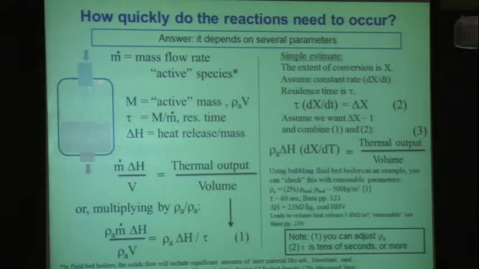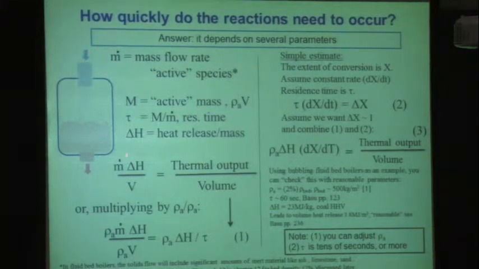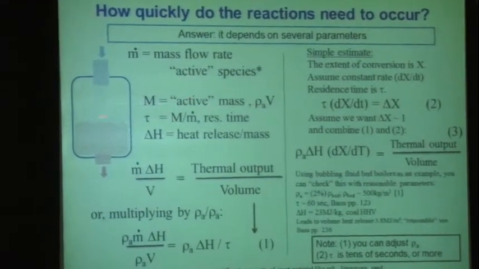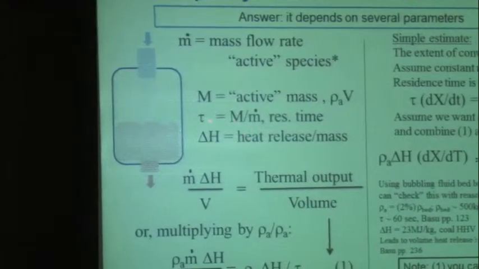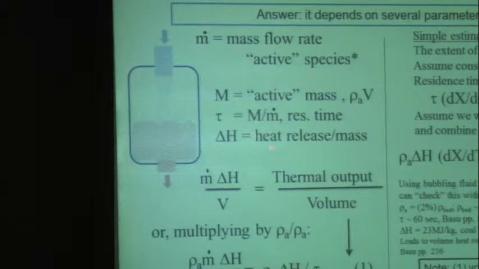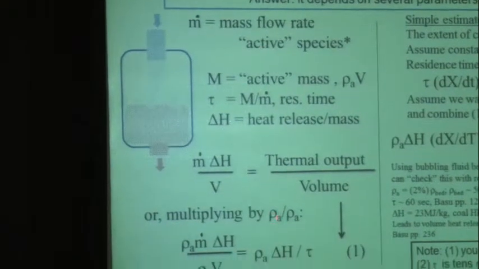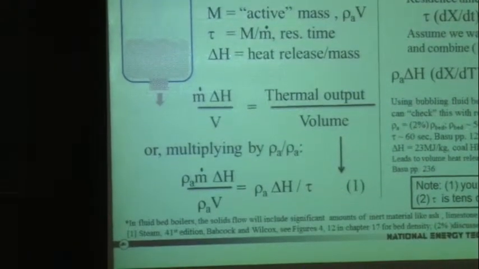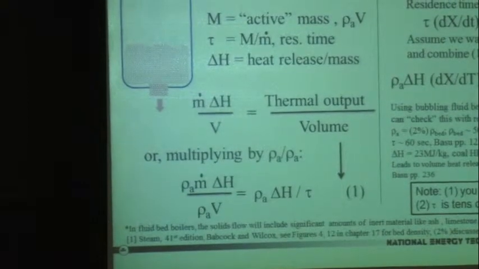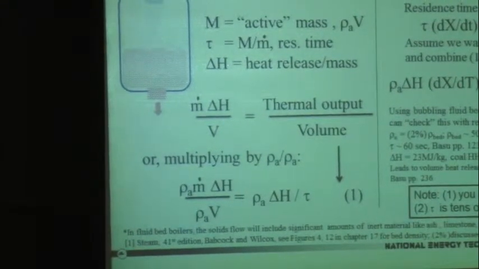So what I'm showing here is a reaction where you're going from blue to red, okay? So if you have the mass flow of the active species, which might be the oxygen carrier that's going in there, you have a certain active mass that's sitting in the bed. It has a particular residence time, which is the mass divided by the flow rate. And then that has some heat release per unit mass going on in that bed. You just take the ratio of those, and you have the thermal output per unit volume. And then you take the density of the active mass. I'm talking about the density in the reactor, right? It's not the density of the discrete particle, but how much you've got in that volume.